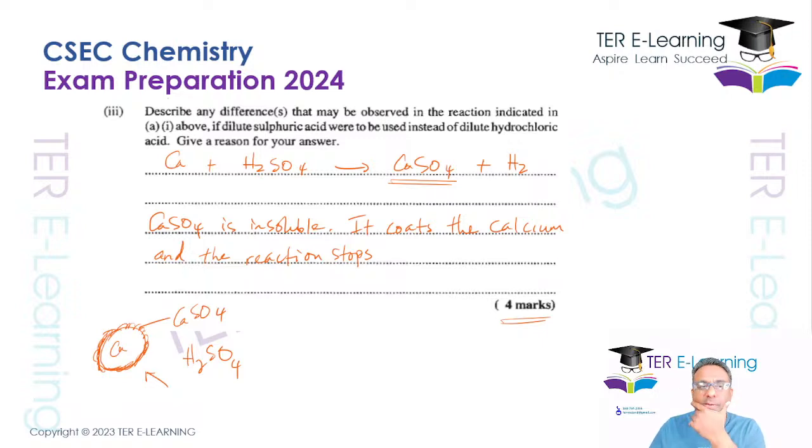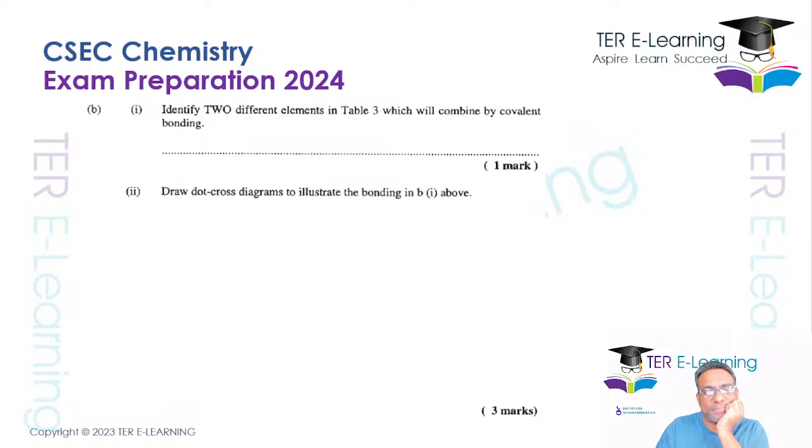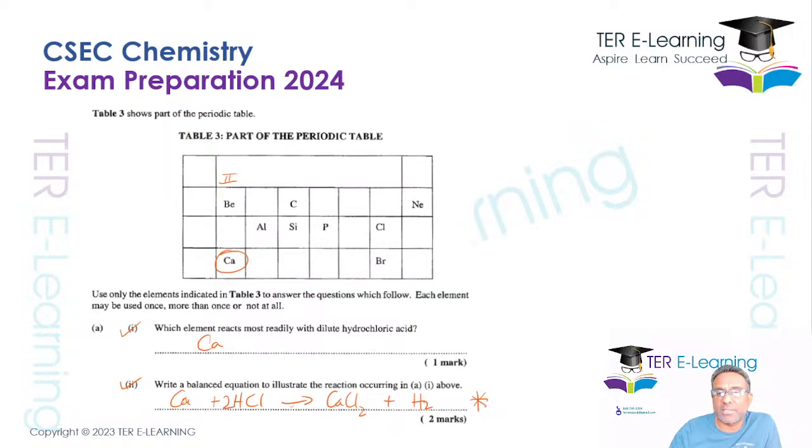What else we have here? Identify 2 different elements in table 3 which were combined by covalent bonding. They want 2 different elements. So look at the periodic table here and give me 2 elements that can form a covalent bond. There is more than one answer here though. They want 2 different elements that can form a covalent bond.